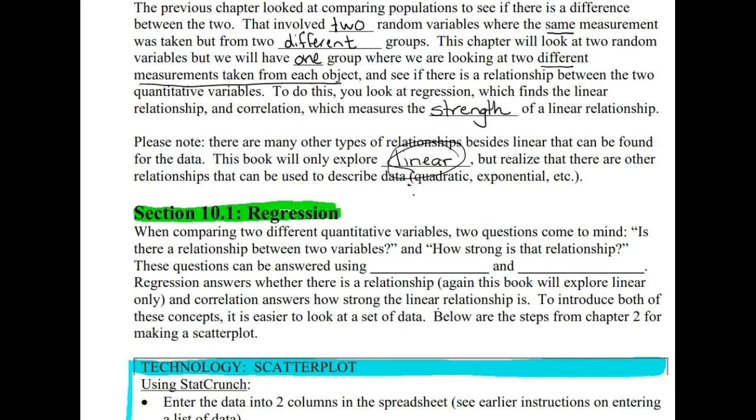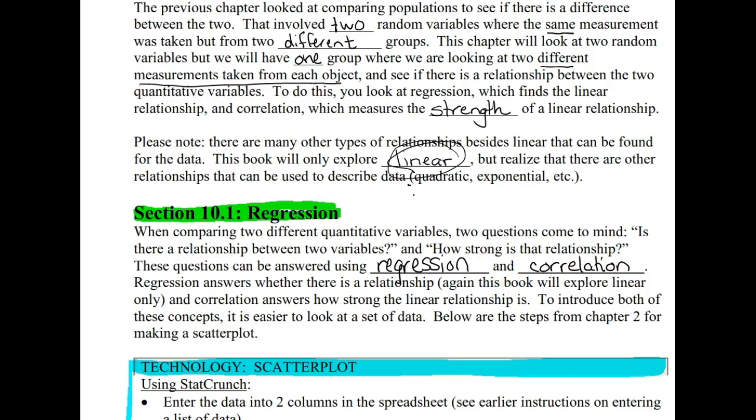In section 10.1, we're going to focus on regression. When comparing two different quantitative variables, two questions come to mind. One is the relationship between the two variables, and the second is how strong that relationship is. These two questions can be answered using regression, which is going to help us find the relationship between the two variables, and correlation, which is going to help measure how strong that relationship is.